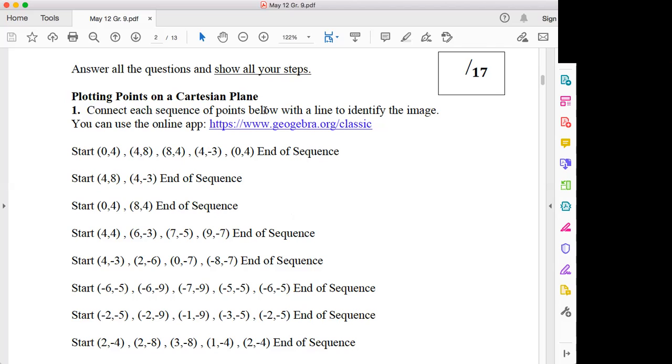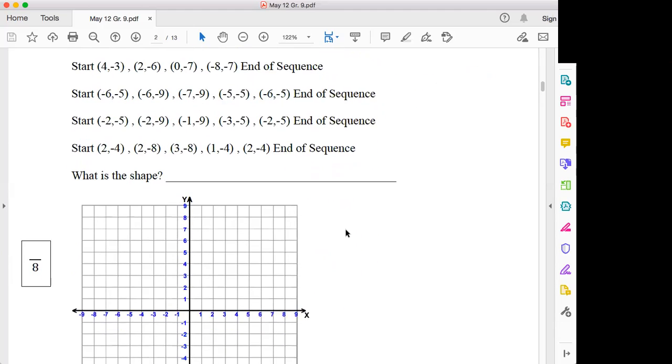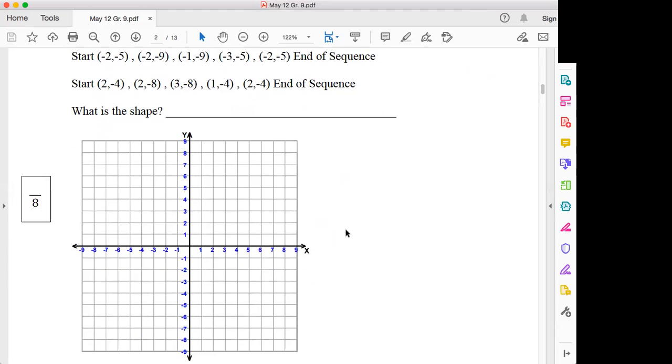You can either do it on lined paper, white paper, you can do it on this website that we will be using all along, or if you have paper copies that were printed for you specifically, you can do it on your Cartesian plane that's given to you.